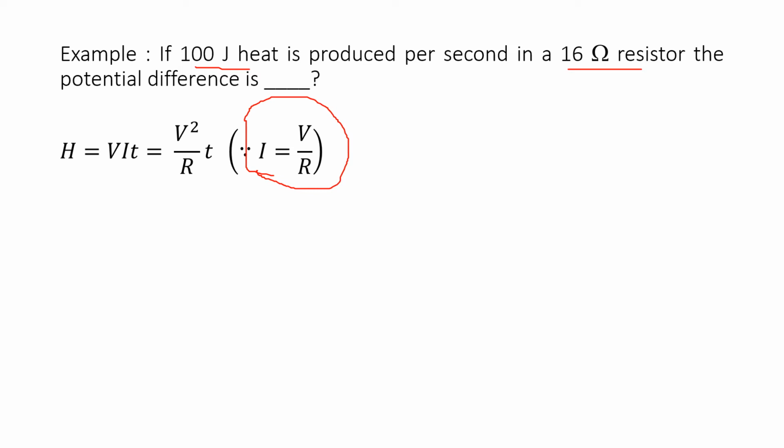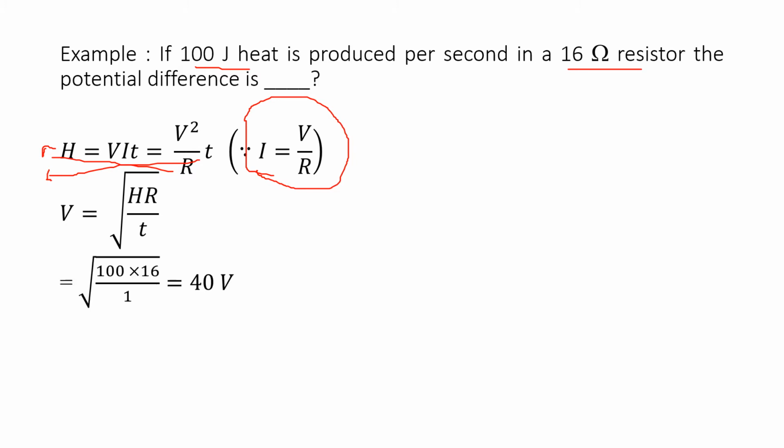Okay, now we are given H, so we'll rearrange the formula once again. So what happens? This R goes into the multiplication, and the T comes into the division. So we have V square equal to HR by T, or V equal to under root of H into R upon T. Now putting the values, H is given as 100, R is given as 16 ohm, and no time is given, so you have to take the unit time per second.